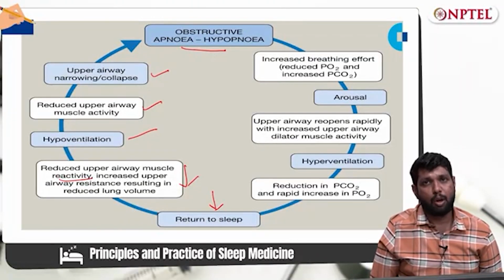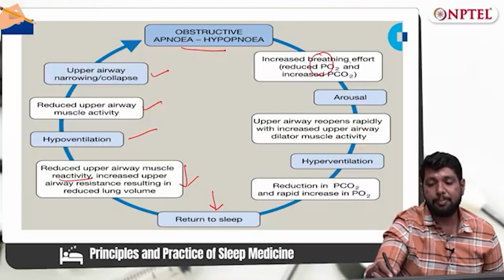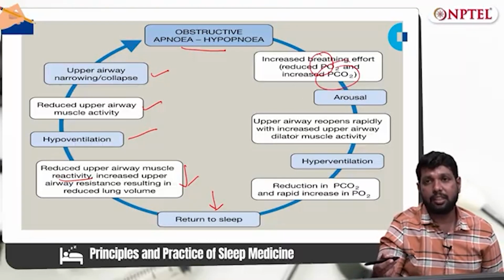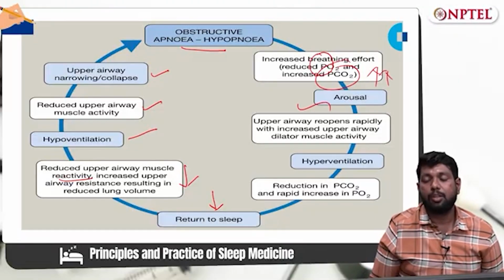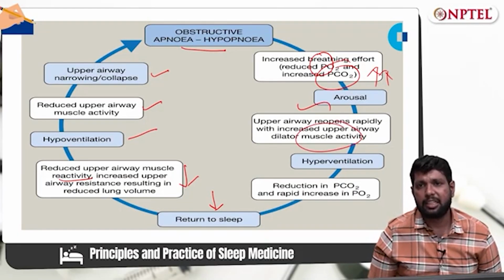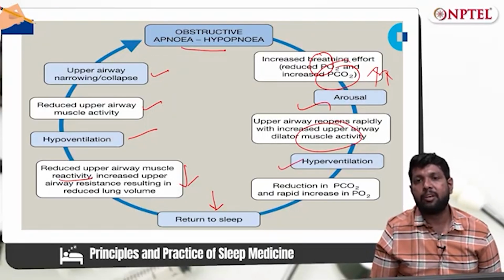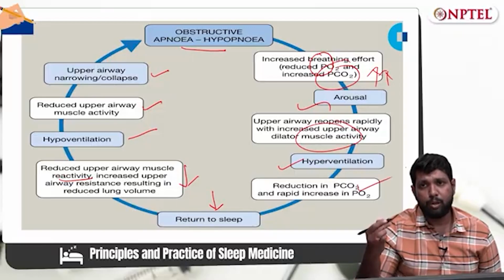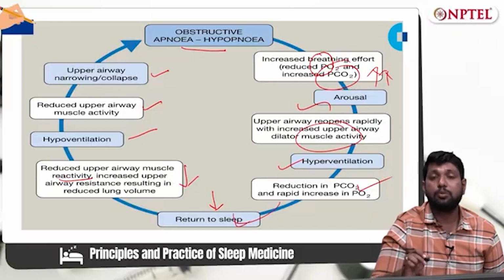When there is apnea or obstruction, what happens now? The PO2 starts to decrease and there is increase in PCO2, that is carbon dioxide. This carbon dioxide will trigger the CNS and the patient wakes up. Once the patient wakes up, what happens now? The upper airway reopens rapidly with increased upper airway dilator muscle activity. The patient will hyperventilate. When the patient hyperventilates, what happens now? PCO2 will move away fast and there will be increase in PO2 leading to return to sleep.